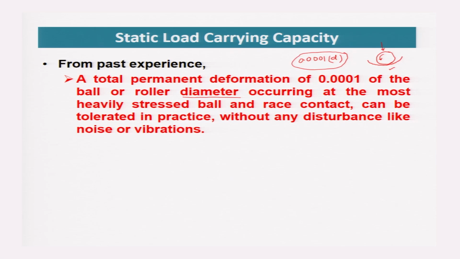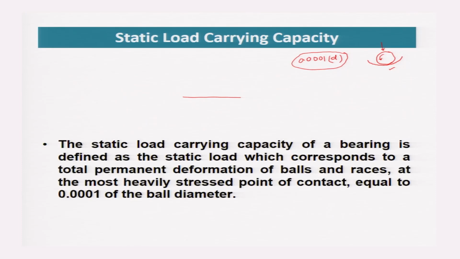Okay, so it says that a total permanent deformation of 0.0001 of the ball or roller diameter occurring at the most heavily stressed ball and race contact can be tolerated in practice without any disturbance like noise and vibration. The static load capacity of a bearing is defined as the static load which corresponds to a total permanent deformation of balls and races at the most heavily stressed point of contact equal to this maximum permissible value, 0.0001 times the ball or the roller diameter.